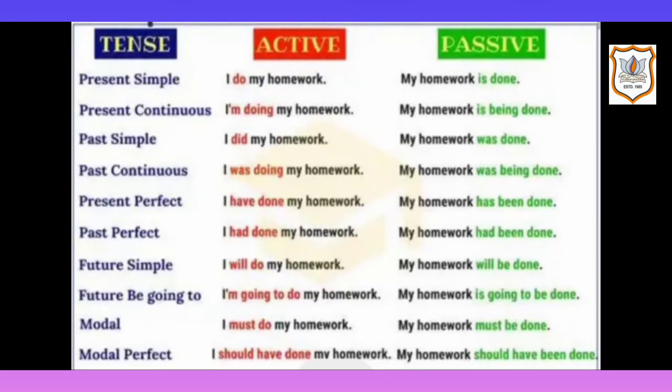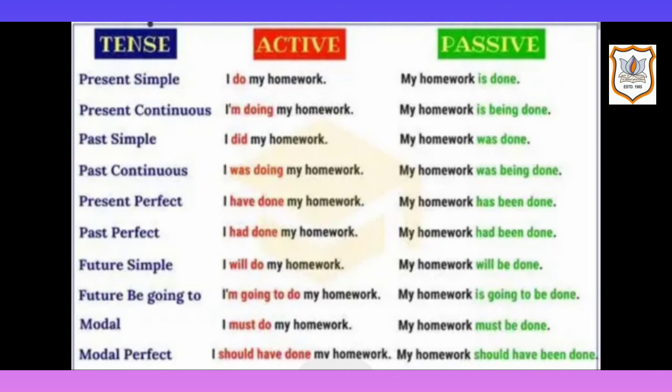Now let us see some examples of how to change active to passive voice, and how the tenses will change in that. First is present simple. In active, I do my homework. So how will we change it to passive? My homework is done. So do will change to is done. Then the next is present continuous tense. I am doing my homework. It will change like my homework is being done.